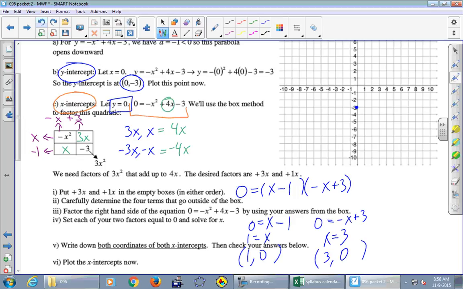It's really tempting. You have x equals 1 and x equals 3, and I tell you to write both coordinates, you might say, oh, 1, 3, or 3, 1. It's not. They're both x's. They don't go in the same point. So those are our two x-intercepts. Go ahead and plot those 2 points on our graph.